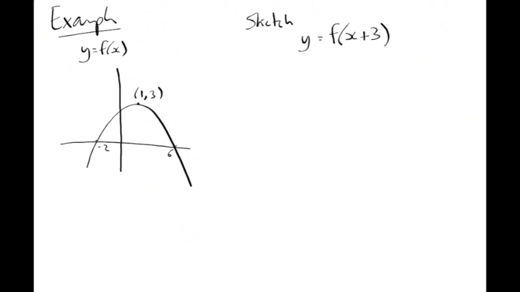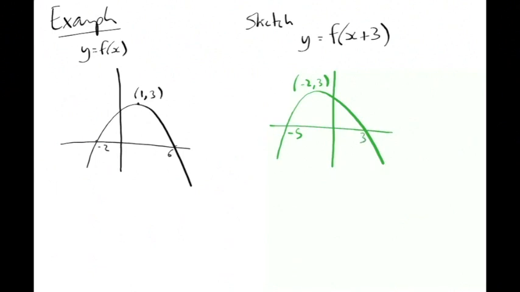Now that's going to move it along the x-axis, and it's going to move it left 3 places. The maximum point is going to be minus 2, 3. So instead of going through minus 2, it will go through minus 5. 6 will now be 3.